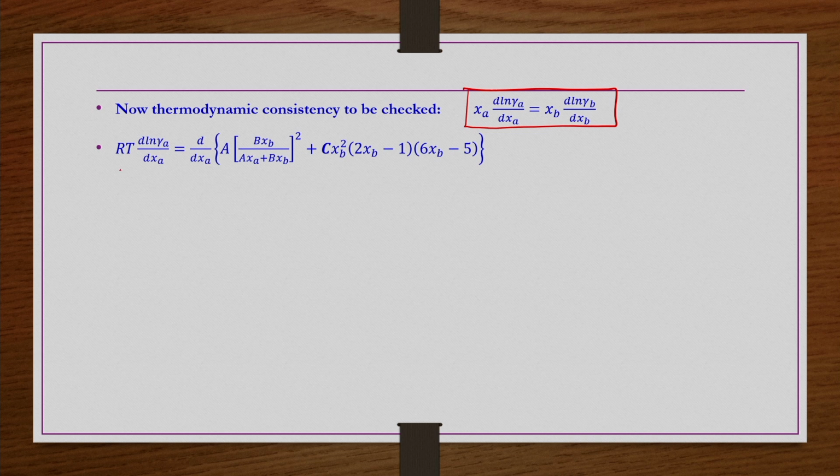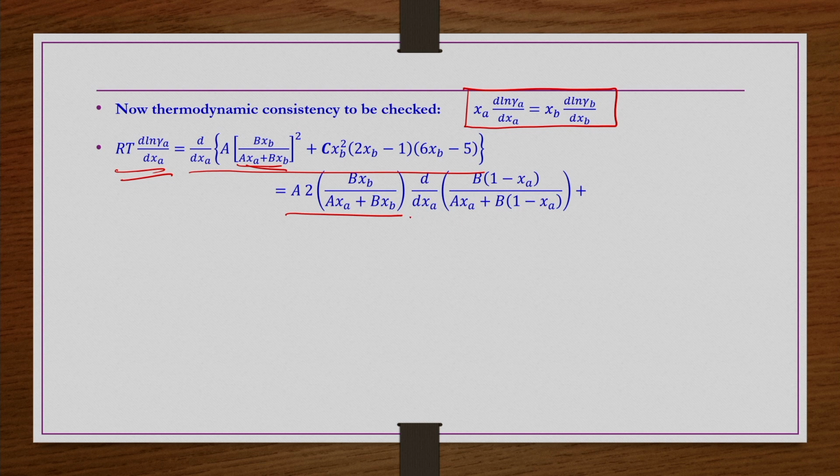So, first term, RT ln gamma A, whatever we derived, that one we are differentiating with respect to xa. So, d by dxa of the right hand side term, the RT ln gamma A expression that we previously derived. Differentiation of this first term is nothing but 2 AB xb divided by AXA plus BXB, multiplied by d by dxa of this particular term, that is d by dxa of Bxb divided by Axa plus Bxb, right. I am differentiating with respect to Xa.